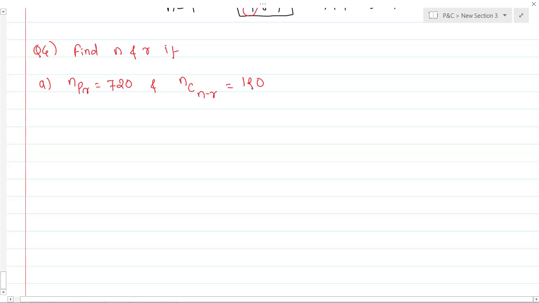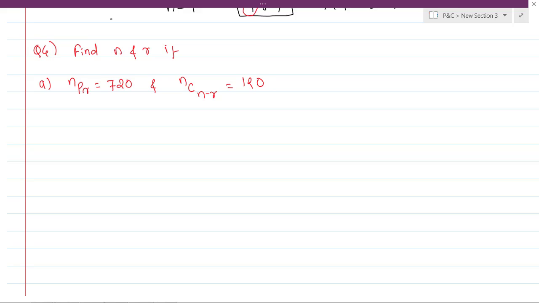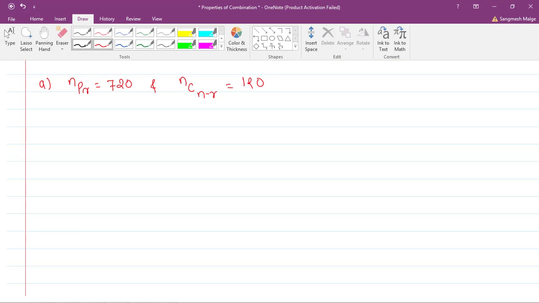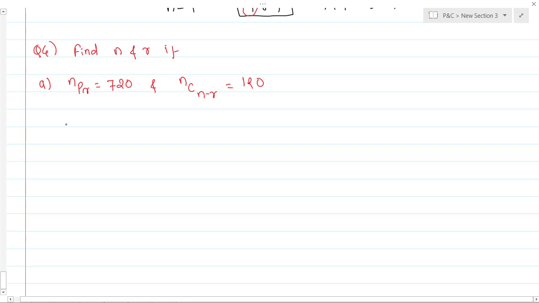Okay, of course we have two variables and two equations. So two variables are what? n and r, and the two equations are these two given equations. So let's first substitute them in the proper definition. Okay, so let me write the definition of nCr. So nCr is equals to what? It is nPr divided by r factorial.